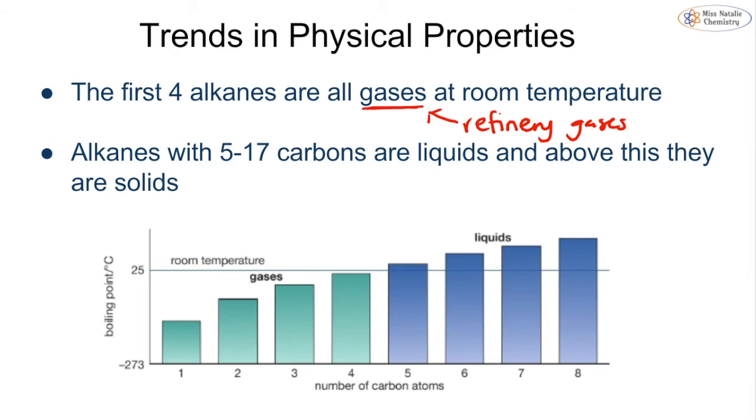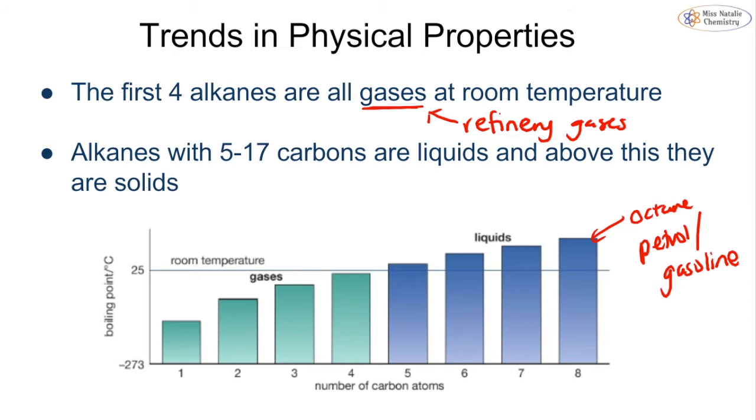For carbons 5 to 17, when we have an alkane, these are all liquids. So pentane, hexane, heptane and octane would all be liquids, and actually octane, which has 8 carbons, is what we find in petrol or gasoline. Again, we get that from our fractional distillation. Anything above 17 carbons is then going to be a solid.